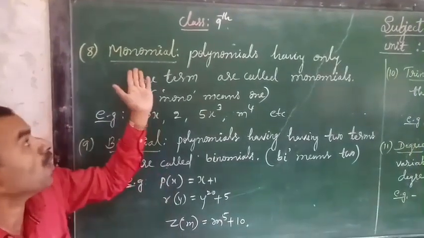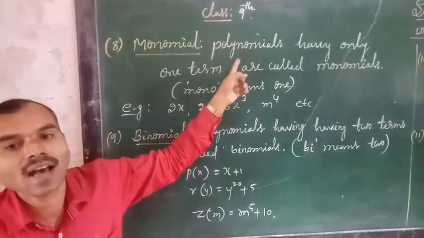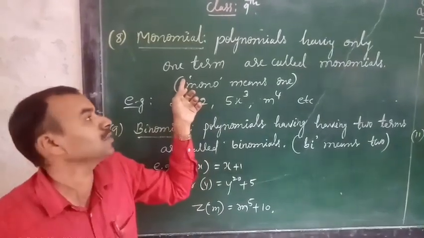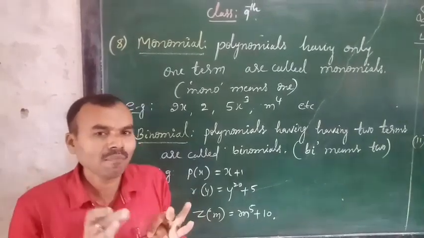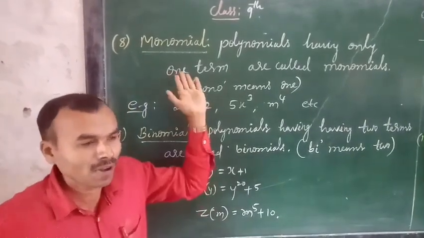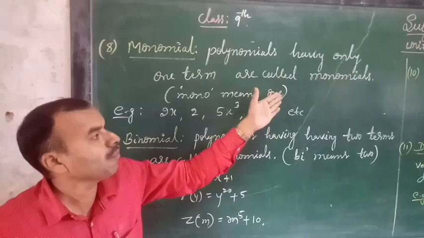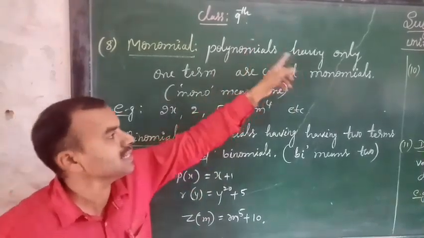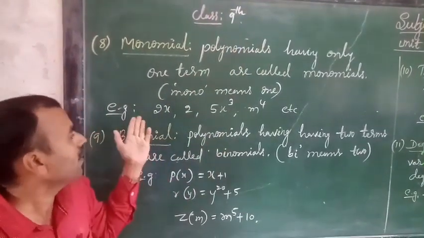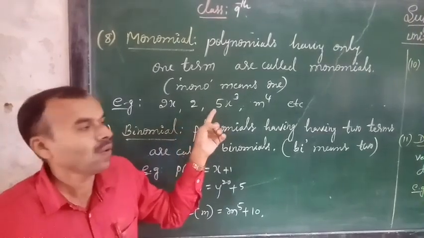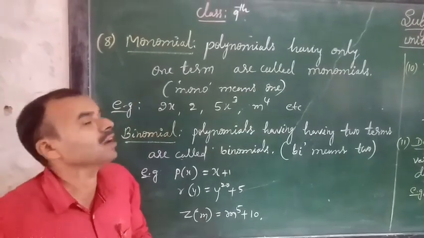Now we take monomial. Mono means 1. Polynomials having only one term are called monomials. Already learnt in 8th standard: monomial, binomial, trinomial. A polynomial having only one term is called a monomial. For example, 2x, 2, 5x cube, m to the power of 4, etc.